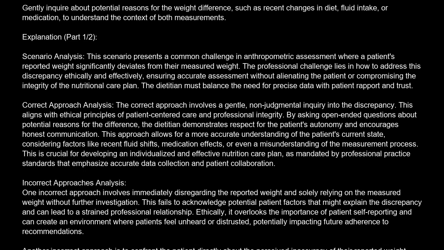The correct answer is B. Gently inquire about potential reasons for the weight difference, such as recent changes in diet, fluid intake, or medication, to understand the context of both measurements.